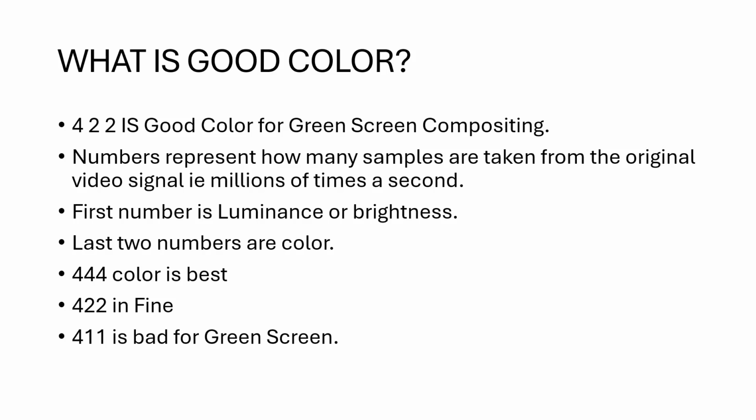For green screen compositing, 422 will result in a good composite. 444 would be the best, but at an exorbitant price point for capture. 411 would be very poor for color and generate a lot of aliasing around the edges of the composited figure. So always check the specs and look for 422 when choosing a camera's output format.